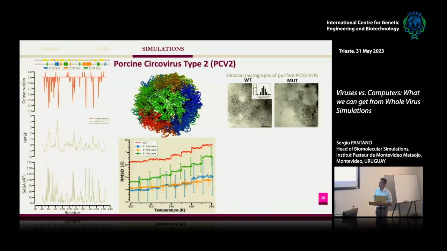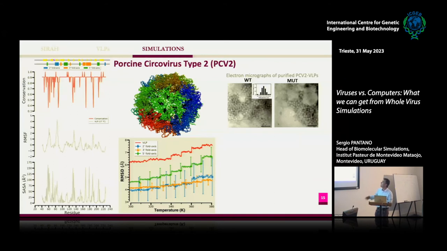with predictions about mutations. And this is what we did, because eventually we want to make vaccines out of this. So we want to have VLPs that are very stable. Our way to control that the VLPs are stable, because of the experimental setup we have available, is essentially to put them to temperature. So this is the wild type that we can produce.